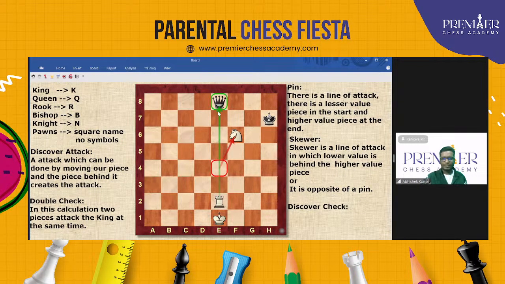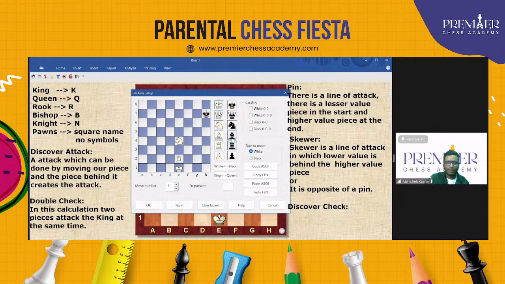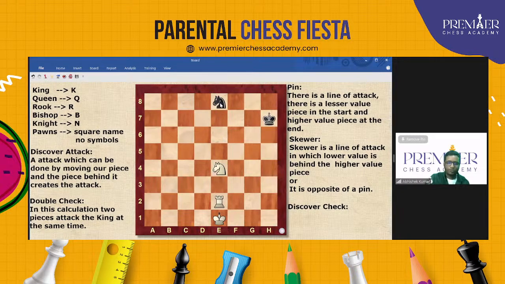But discovered check is a little different. What happens in a discovered check is the target is fixed. Over here in this position, the target was the queen. In place of the queen, it could be the knight as well. Let's say we are placing the knight over here.